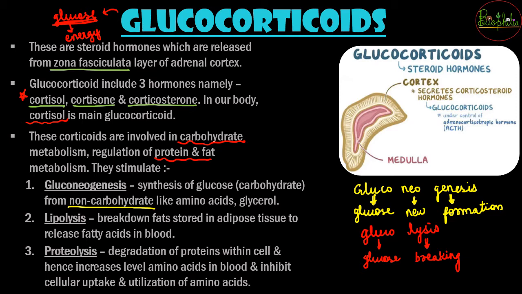The next process that these glucocorticoids function for is lipolysis. As we have understood, lysis is breaking down, but here the breakdown of what? It will be of lipo. For what does the word lipo come? Lipo is used for lipids.